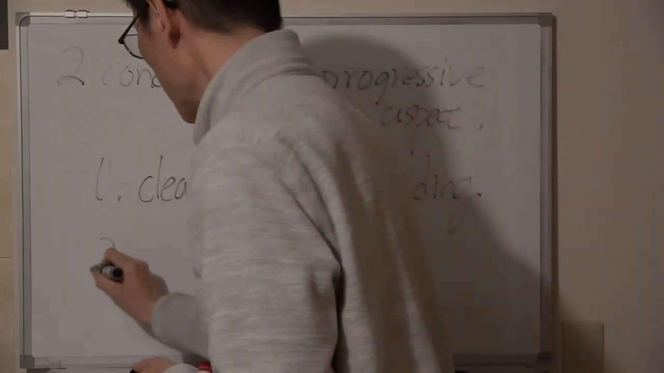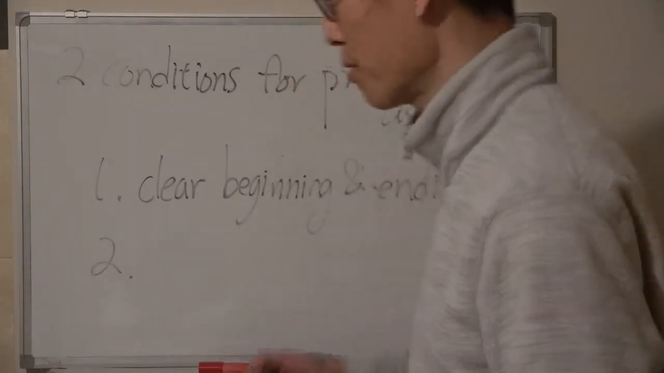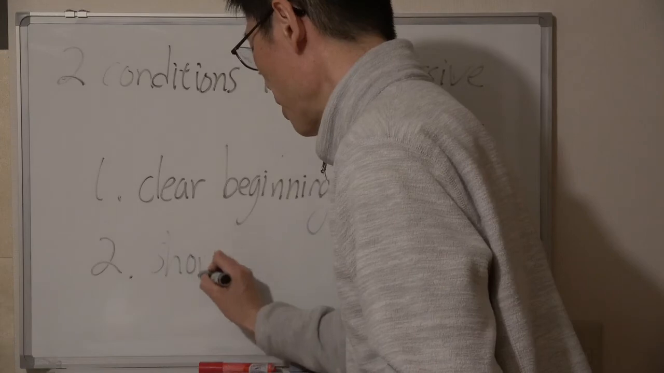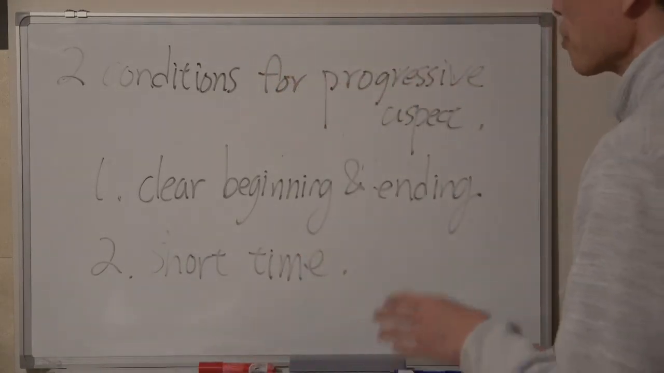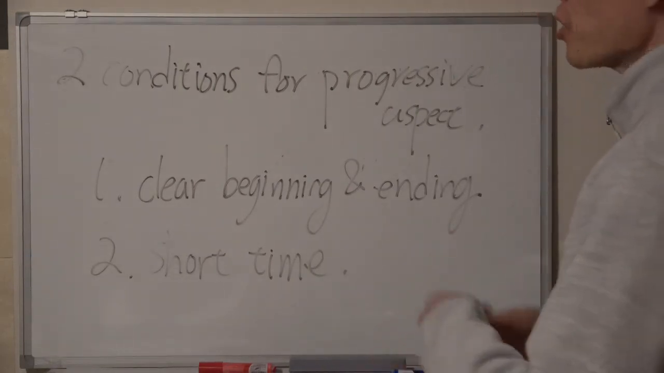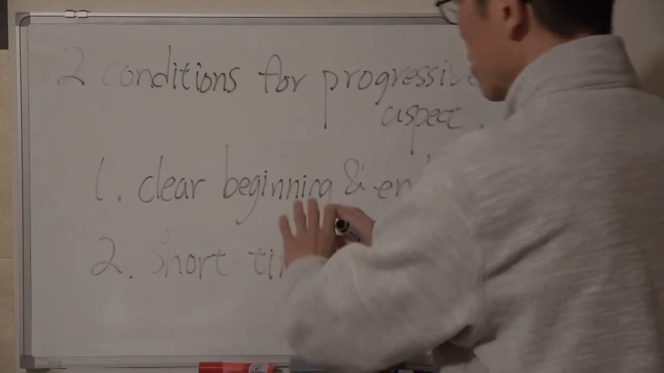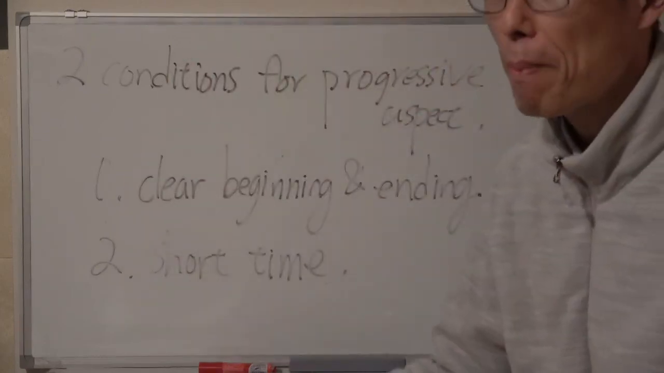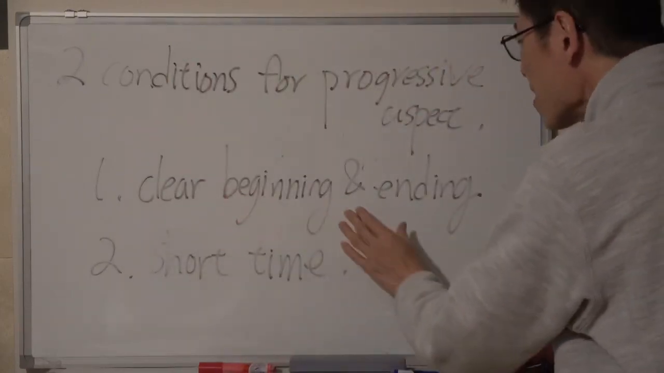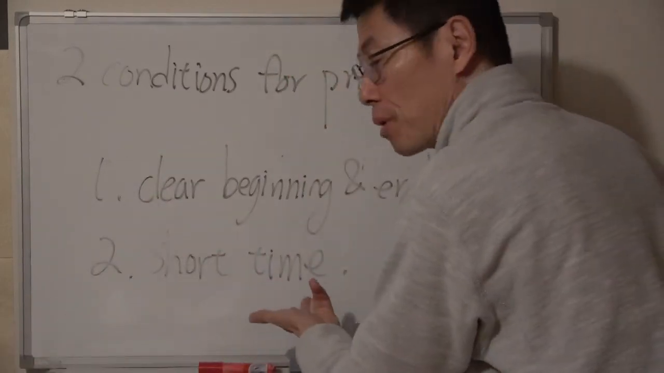Number two, it has to be short. Short time. So here's what I did. I just transplanted the two conditions for a container to the progressive form. So clear boundaries means clear beginning and ending. And small means short time. Very similar idea.